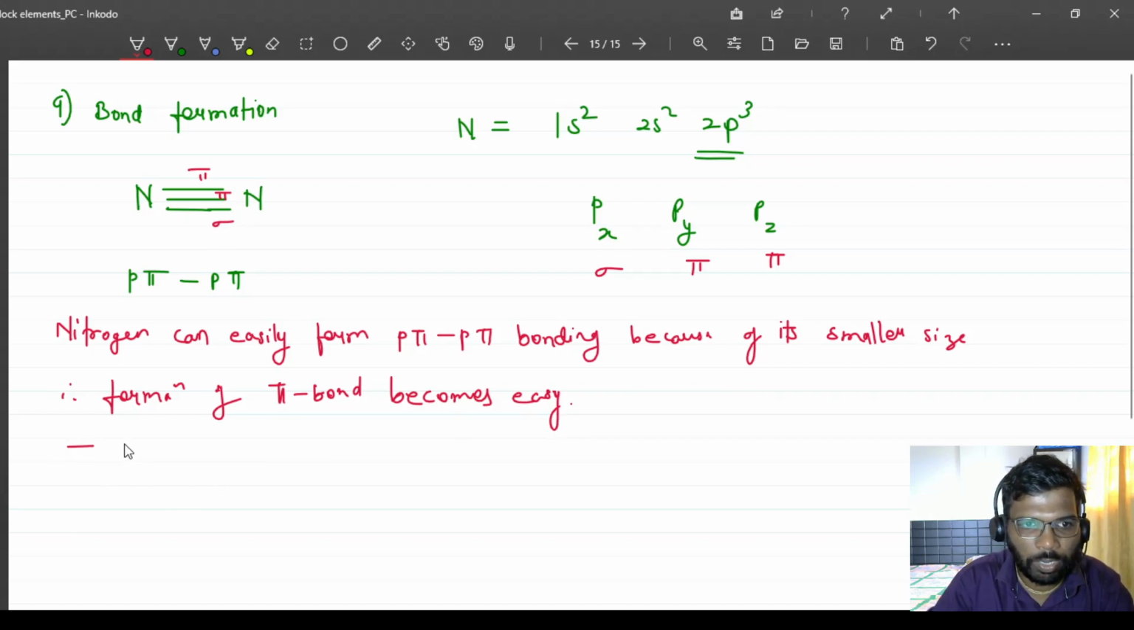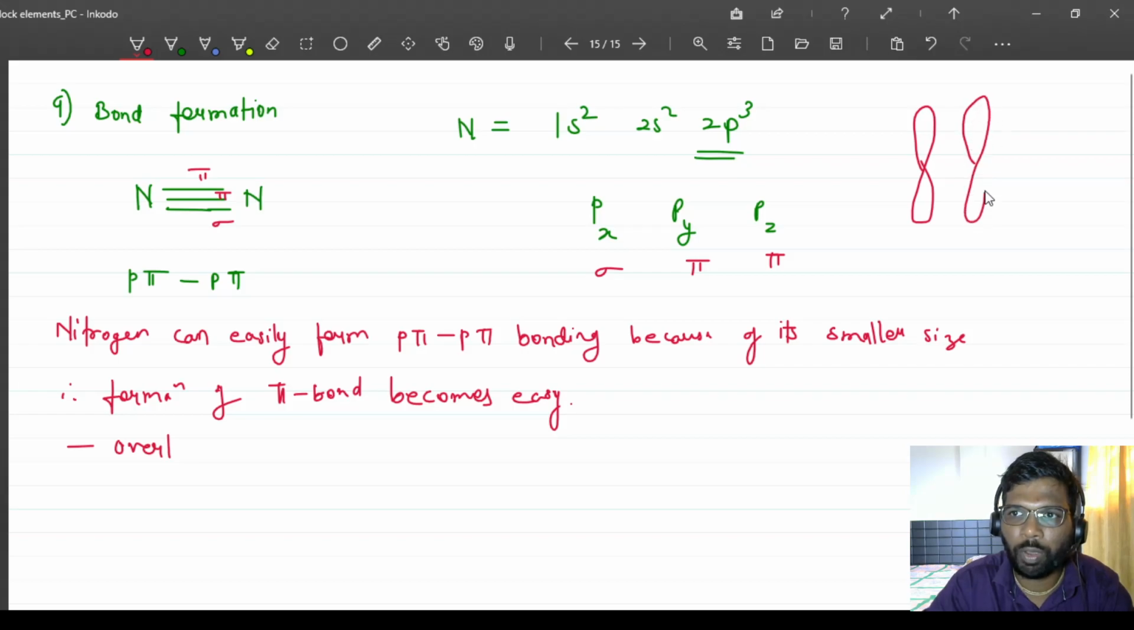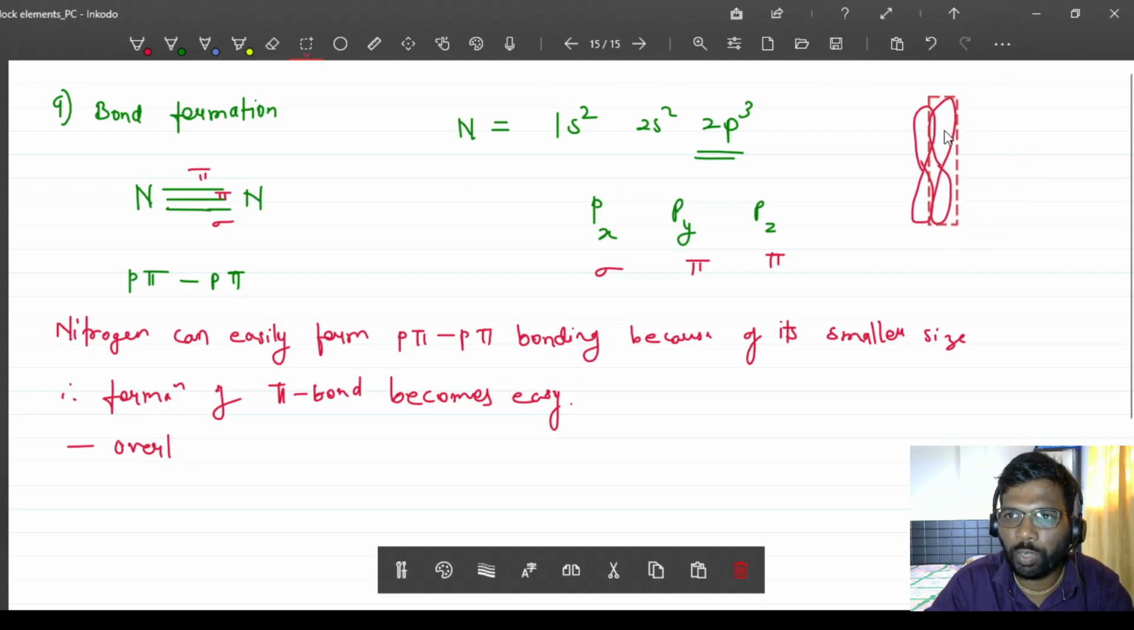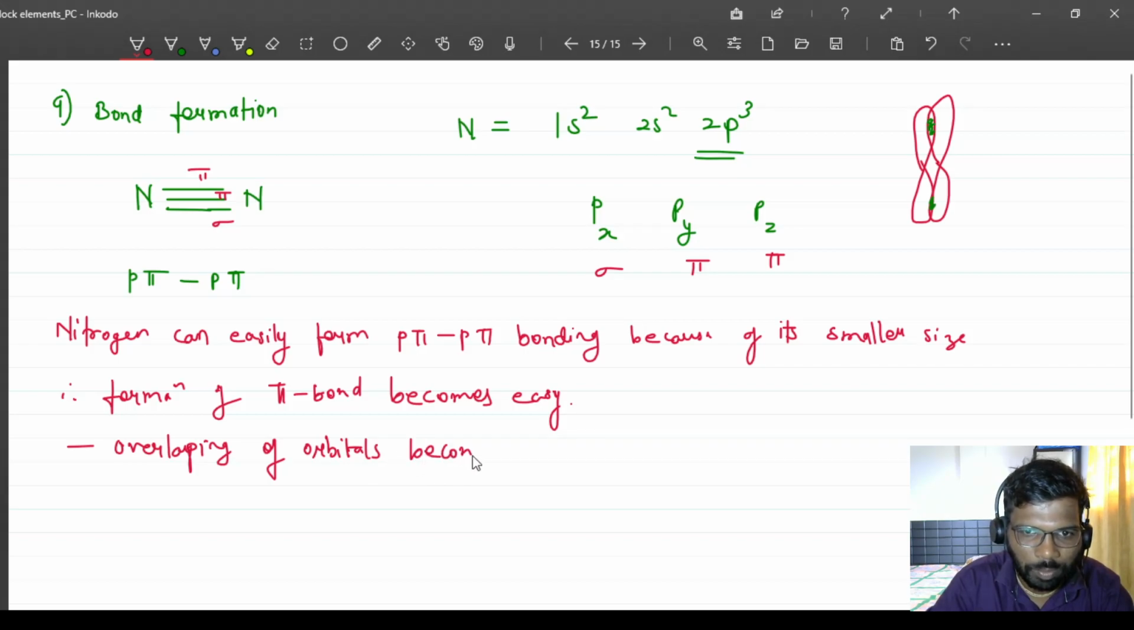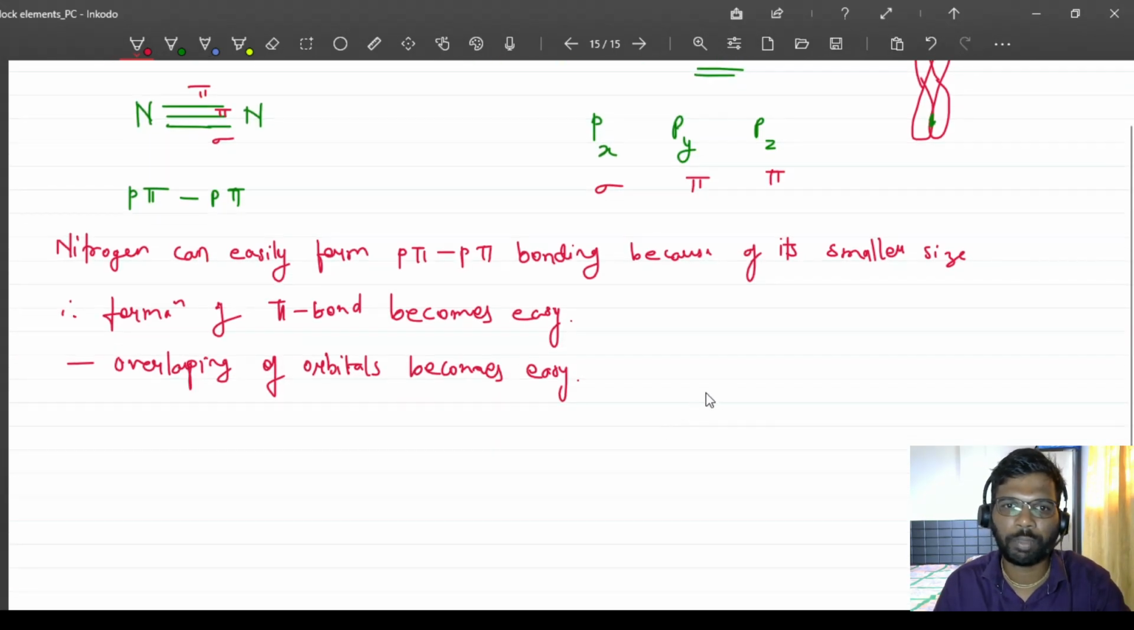I can also write overlapping. This is one of the p orbitals, and this is another p orbital. If the size of the atoms is small, then they will overlap easily, right? This overlap is called a p overlap. So overlapping of orbitals becomes easy. That is lateral overlap, the parallel overlap.